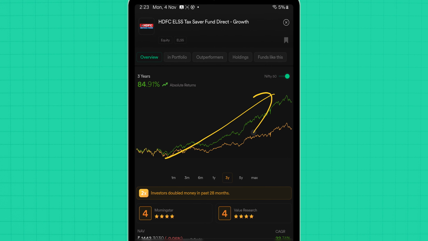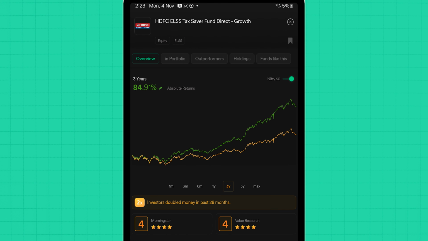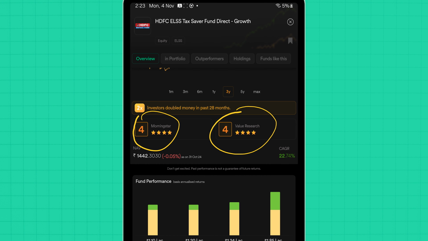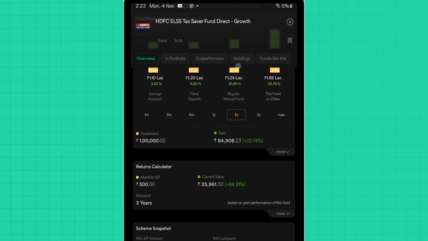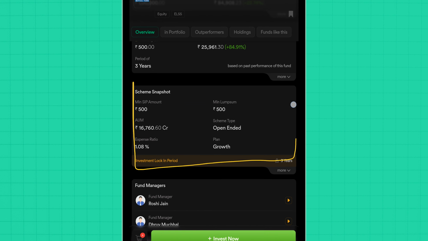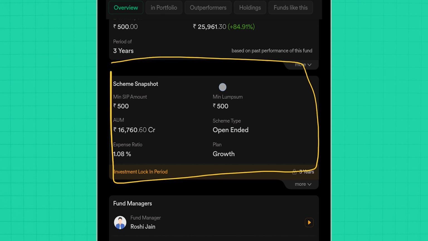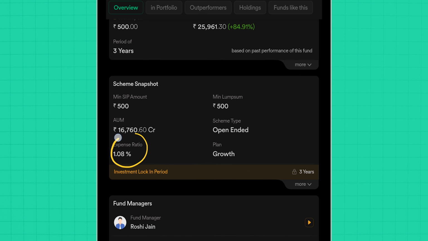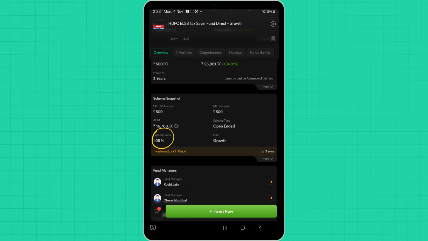So it shows me the return of this fund compared to Nifty 50. It shows me the ratings given by various research agencies to this fund. If I scroll down further, the most important segment for me is scheme snapshot. What this tells me is the minimum lump sum investment, which is a one-time investment, the minimum SIP amount, the total AUM of this fund, and importantly, the expense ratio, which is just over 1%.